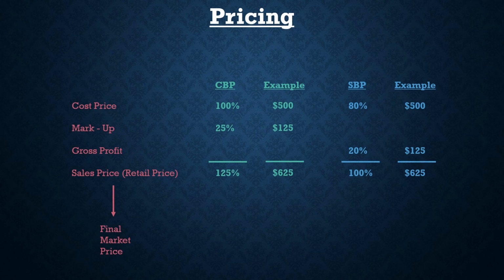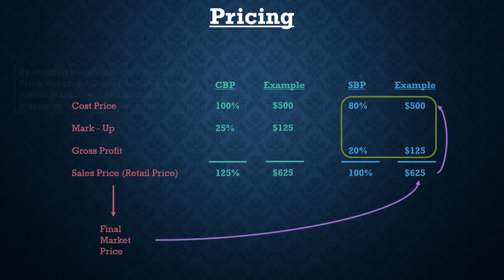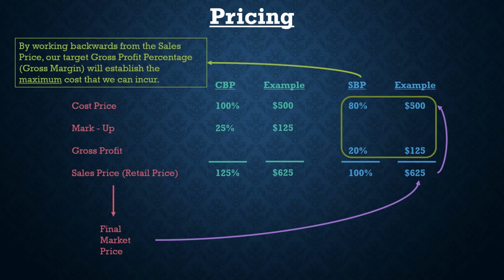And we can see that a final market price of $625, which we are saying the market is willing to pay, implies a gross profit of $125 if we want to achieve a 20% gross profit, which in turn implies that our cost price will be $500. In other words, by working backwards from the sales price, our target gross profit percentage will establish the maximum cost that we can incur.